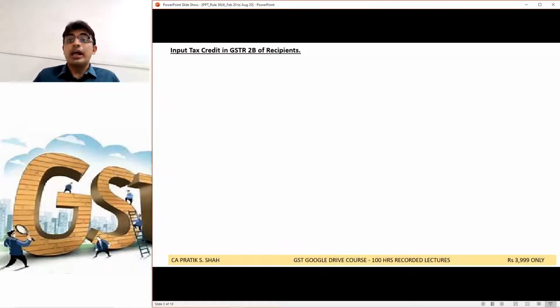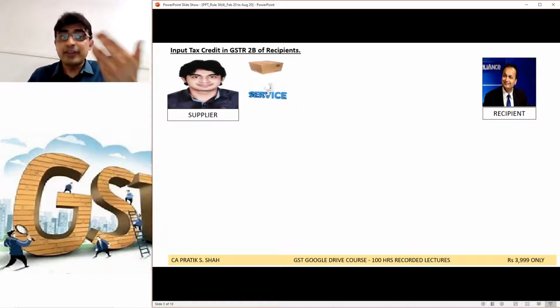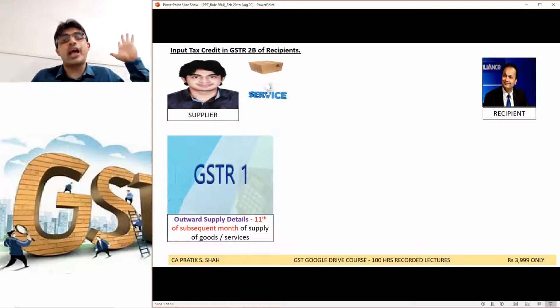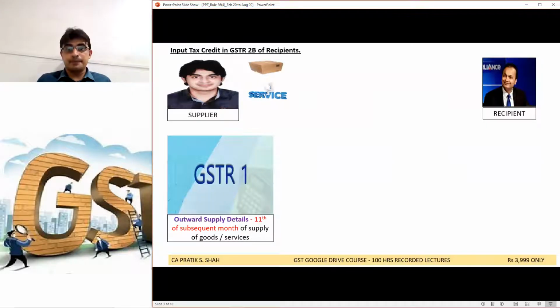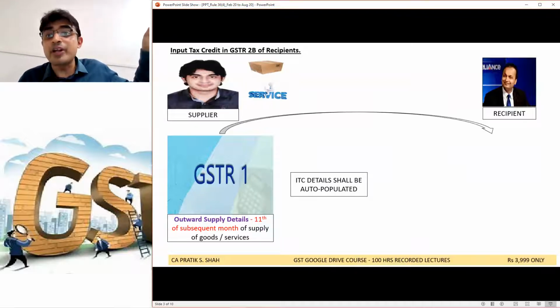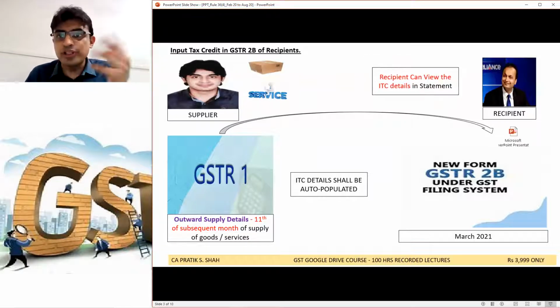Correct. Now listen. If I am a supplier, whether supplier of goods or supplier of services, I supply goods or service to the recipient. As a supplier, I am required to file GSTR1, outward supply return details, by 11th of the subsequent month. And as soon as supplier files GSTR1, this invoice details get auto-populated. This ITC gets auto-populated in recipient's which statement? GSTR2B. This ITC gets auto-populated and then only he can avail this ITC. Correct? Recipient can view this ITC details.